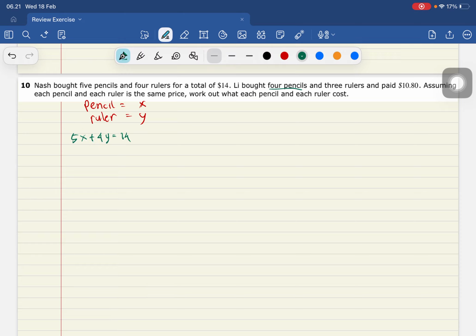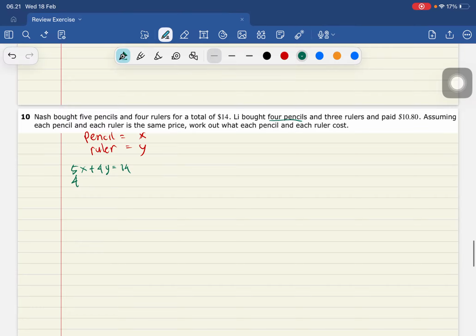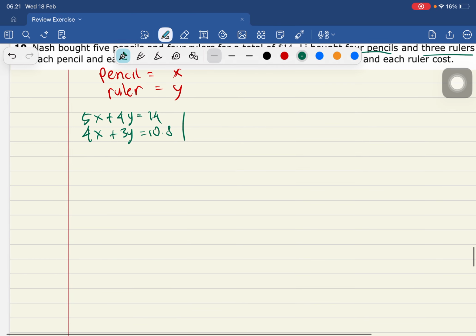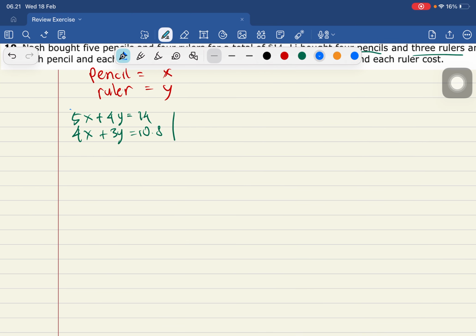Next we got 4 pencils, 4x plus 3 rulers, equal to 10.8. Okay, let us solve this simultaneous equation. Let's get rid of the x. We will multiply the first equation by 4, and the second equation we are going to multiply by 5.